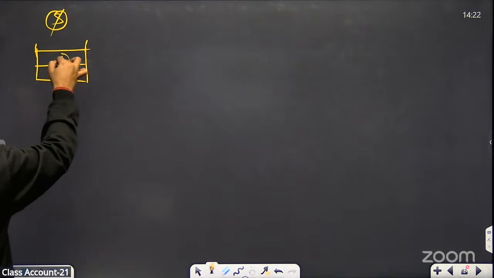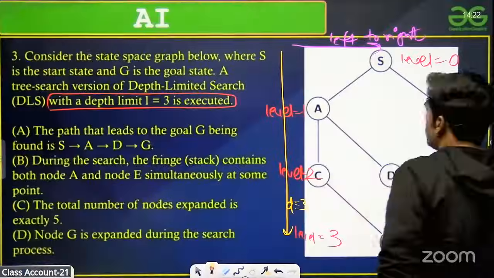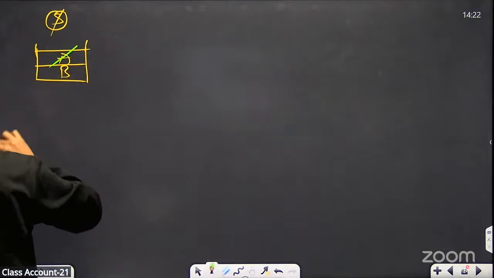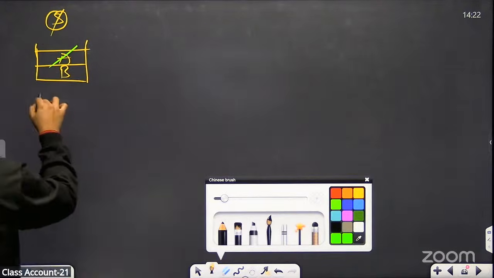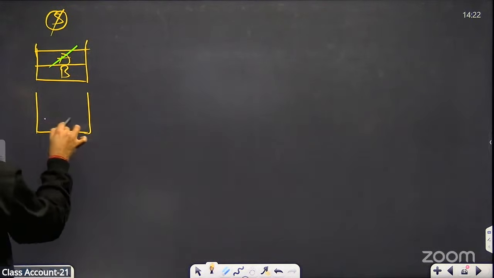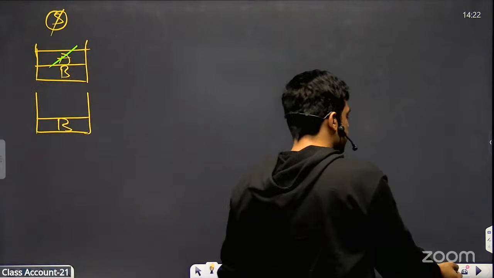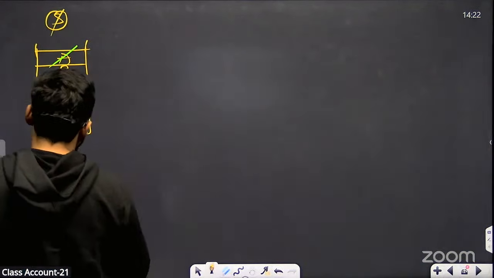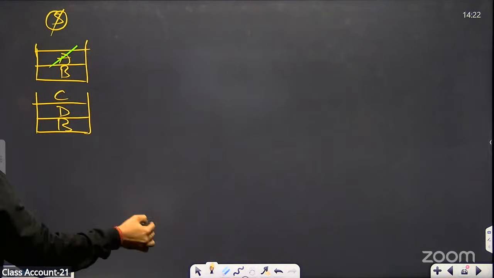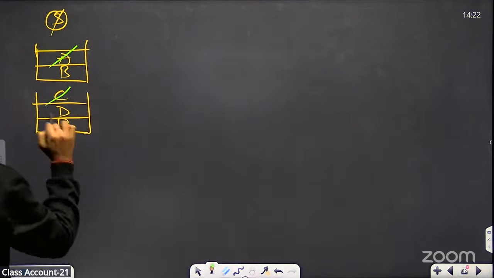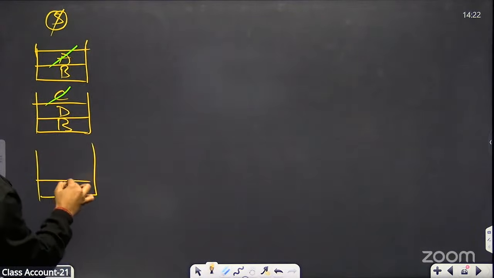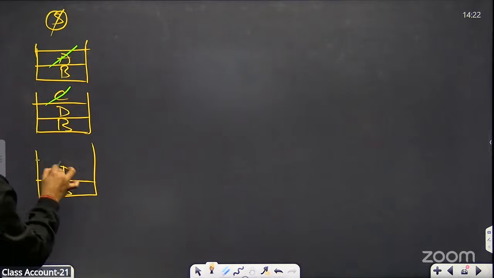I want to explore A first, right? So in this order, I would be entering. Then in the stack, A has how many children? C and D. So I would be following a standard left to right implementation. I want to explore C first. After this, I already have B and D.